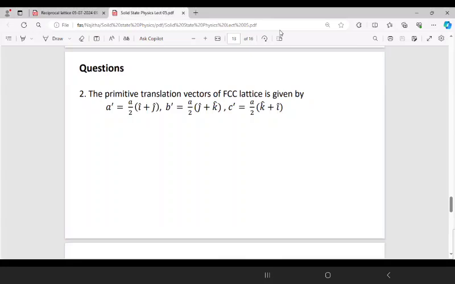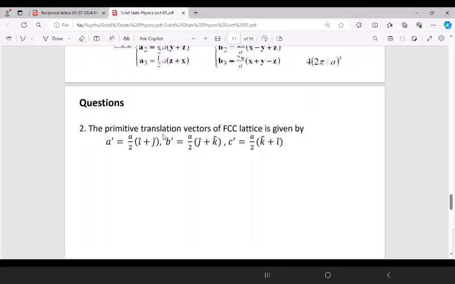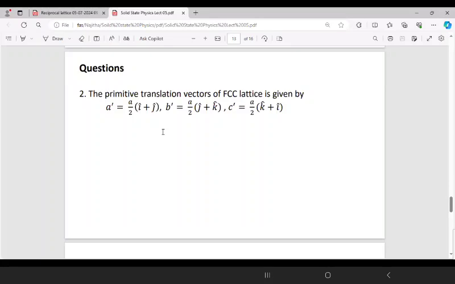Please do this question. At least send me one answer, that means send me one reciprocal lattice vector. Find the volume quickly, and then find the answer.